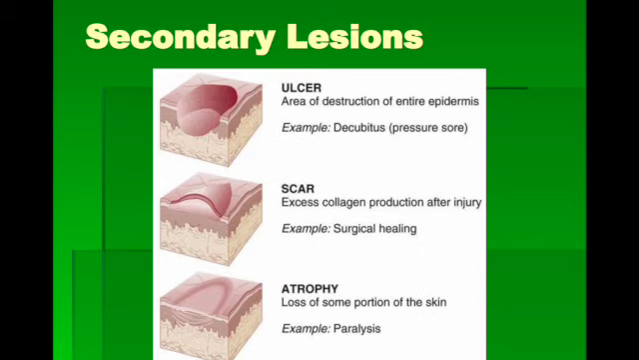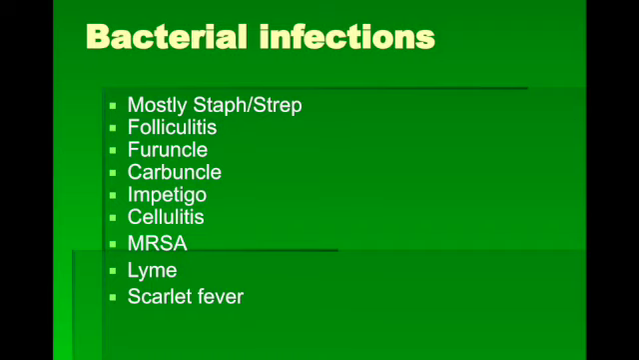Ulcers, where you have destruction of the epidermis, like a pressure sore, or maybe after a vesicle has ruptured. Scars, where you have excess collagen production after an injury. This might be somebody who had a surgical incision that healed up. And then atrophy, where you have some loss of a portion of the skin, like you could see sometimes with paralysis, where there's some atrophy of that tissue.